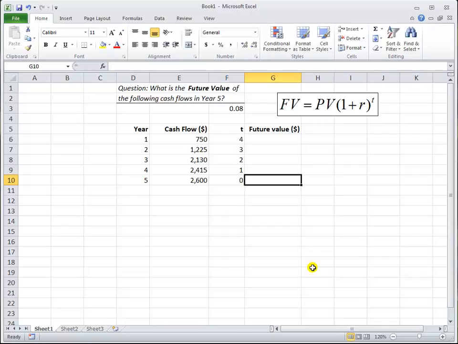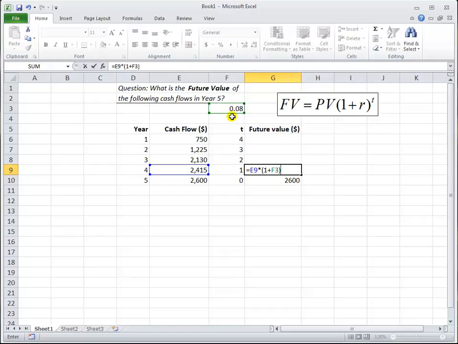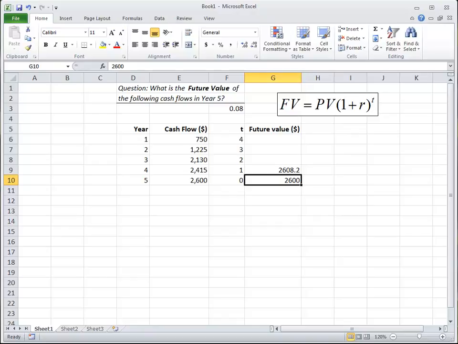Now since this cash flow had no time to grow at all, its value is the initial value, so I'll just put in 2600. This cash flow had 1 year to grow, therefore its future value equals the present value times 1 plus the rate of interest to an exponent of the number of years that it can grow. So $2,415 is going to grow to $2,608.20 by the end of year 5.